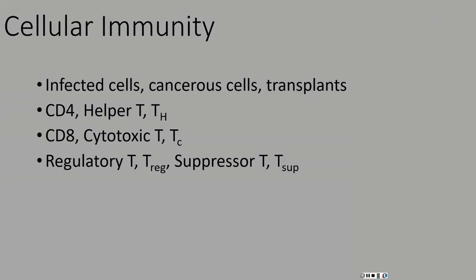So the rest of this lecture is going to be focused on part of cellular immunity, the T cell side of things. And like we said earlier, T cells, cellular immunity, are going to focus on cells that have something wrong with them. So this could be infected cells, cells that either have a virus or certain types of bacteria, cancerous cells.